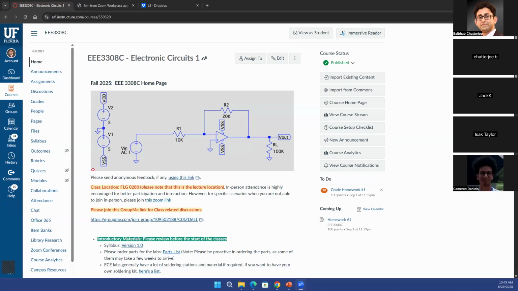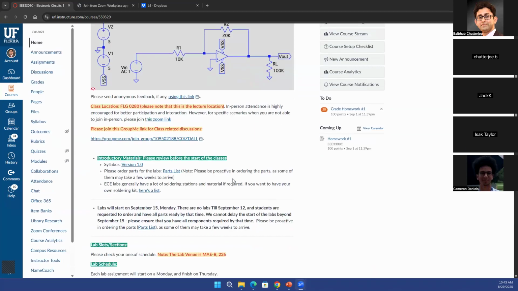Okay, so in the last two lectures, we were not able to use the projector. Thanks for bearing with me, but looks like they got the projector fixed. So I'll just summarize what we had learned in the last two lectures, and then we'll move on with the new concepts. Of course, our labs are going to start on September 15th.